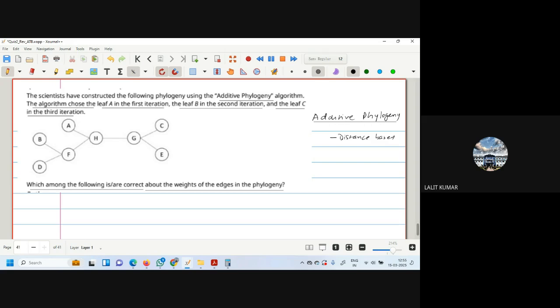Okay, additive phylogeny, if I'm not wrong, it starts with the limb length. We find the limb length. So what he has done, the algorithm chooses the leaf A in the first iteration. So it has found the limb length of A first, okay? Then leaf B in the second iteration, and the leaf C in the third iteration. So these are the limb lengths which it has found.